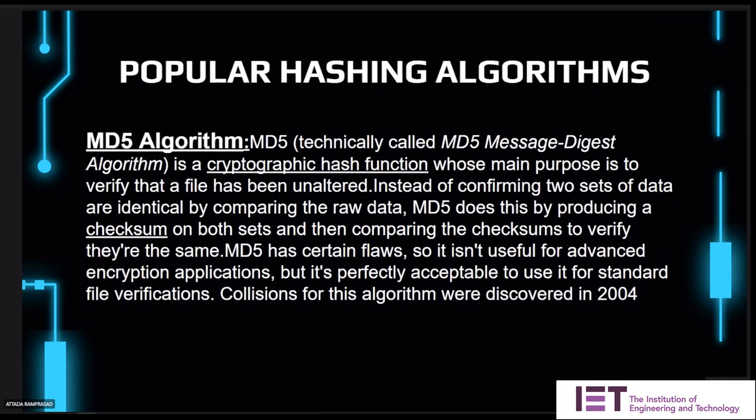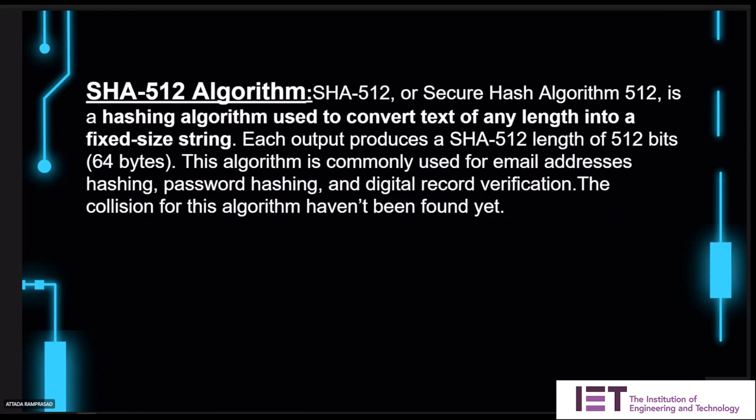The next famous algorithm is the secure hash algorithm. This hashing algorithm is used to convert text of any length into a fixed size string. In this case, given an input text, the corresponding output will be a hashed value of 512 bits in length, or 64 bytes. This algorithm is very commonly used nowadays in email address hashing, password hashing, and digital record verification as well. Till now, no collision for this algorithm has been discovered.